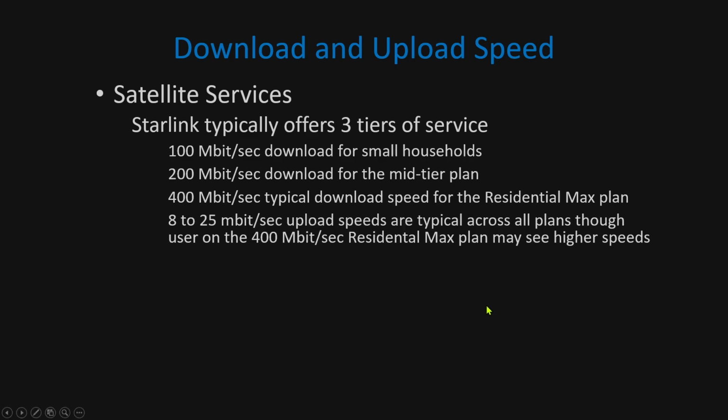When it comes to upload, Starlink currently is limited to around 8 to 25 megabits per second, maybe a bit faster on the Residential Max plan. Starlink is working towards improving that. They're in the process of lowering some of their satellites. They've recently got FCC approval to up their power levels. I expect in the near future, you're going to see much better upload speeds from Starlink.